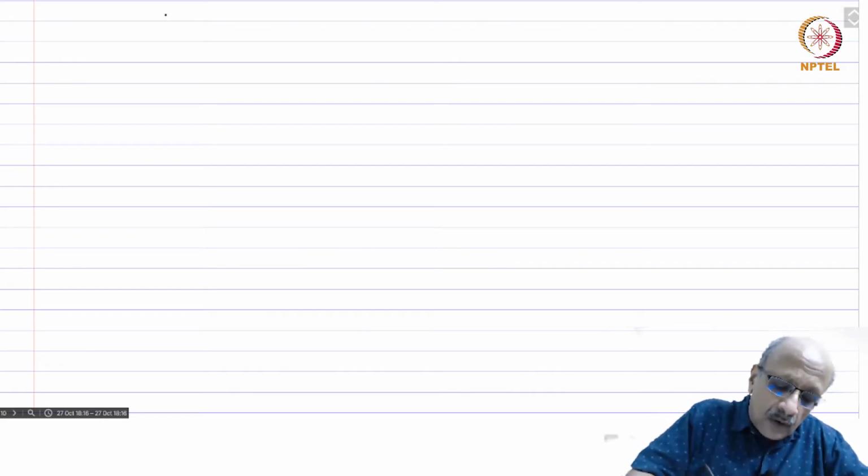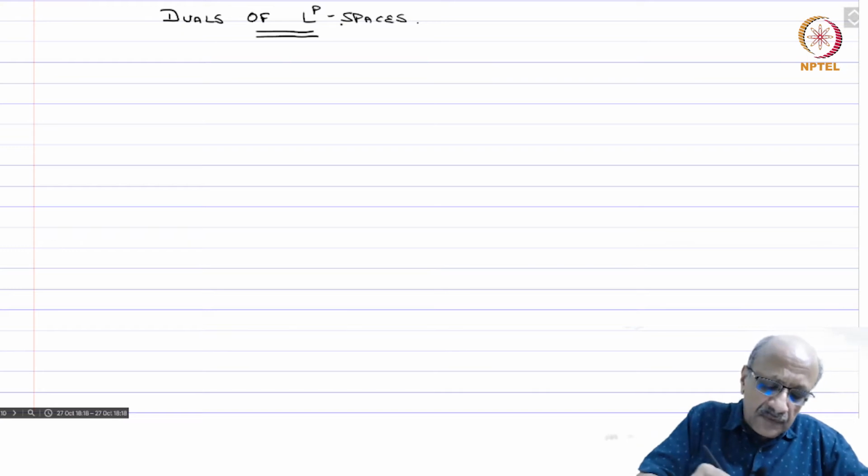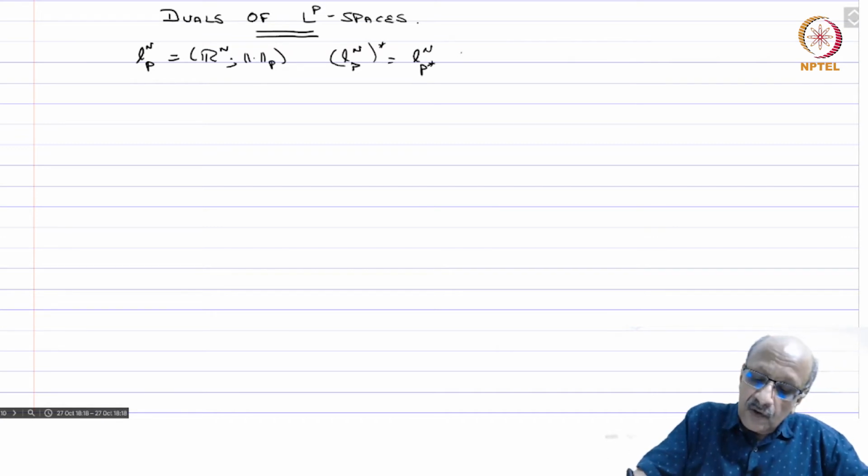We will now talk about duals of LP spaces. We have already done some of these computations earlier. So let us look at LNP, which I recall is Rn with the norm P. Okay, and so LNP star is LNP star for 1 less than or equal to P less than or equal to infinity.